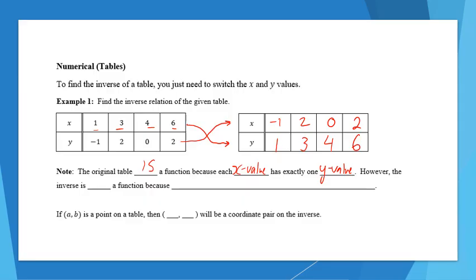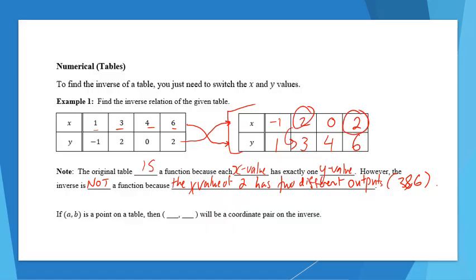However, the inverse, this table right here, is not a function because the x value of 2 has two different outputs, 3 and 6. So if you take a look, the number 2 here is seen twice, and it maps to two different outputs.